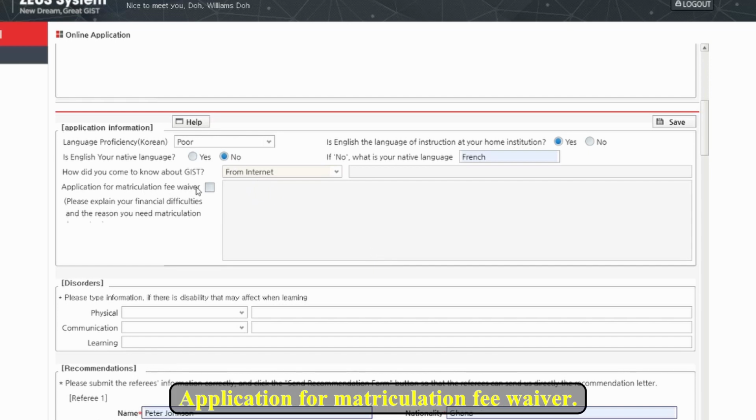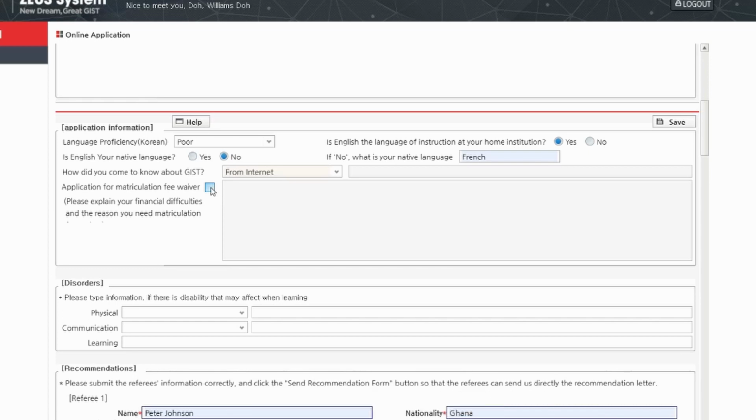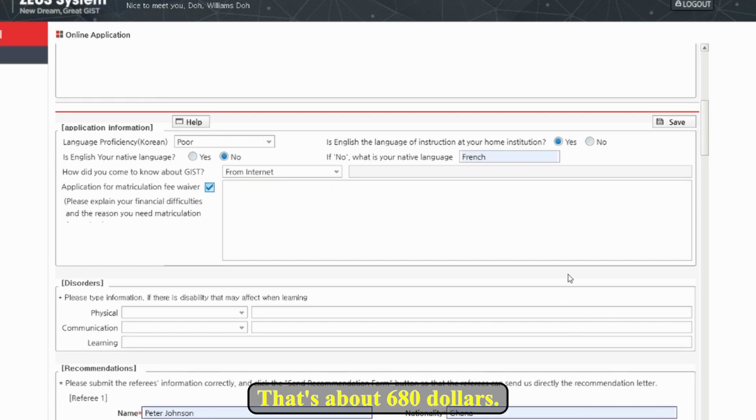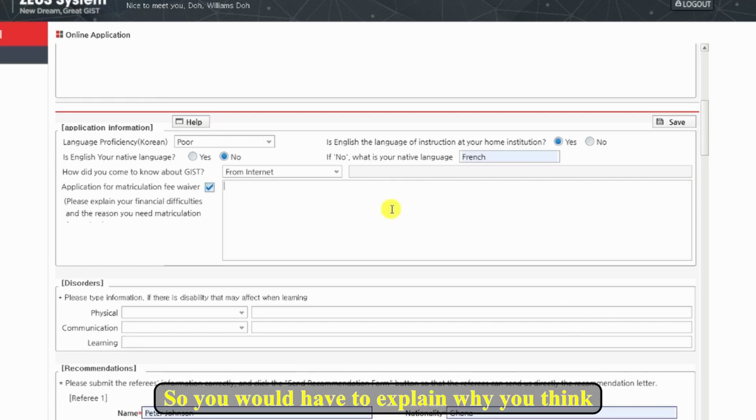Application for matriculation fee waiver. Do you want to apply for the matriculation fee waiver that we talked about? Then you have to click on yes if you don't want to pay the 680,000 Korean won. That's about $680. So you would have to explain why you think they should waive the matriculation fee.